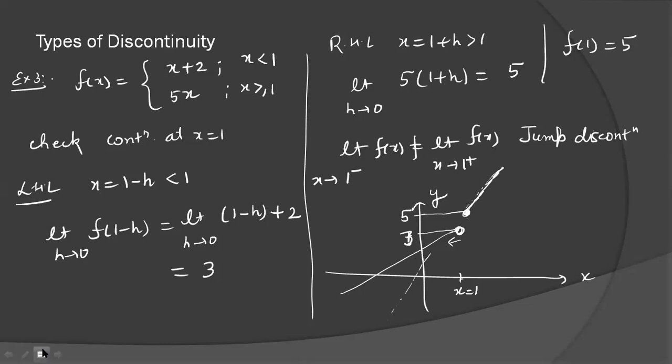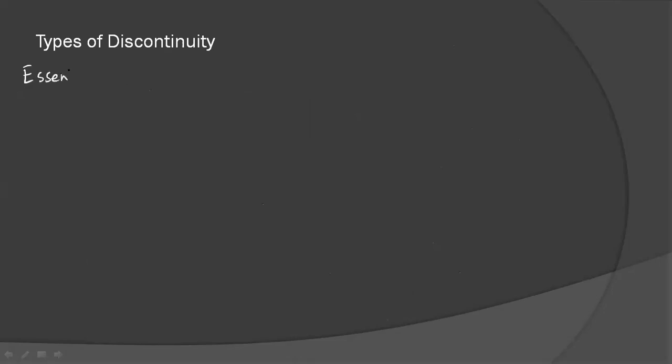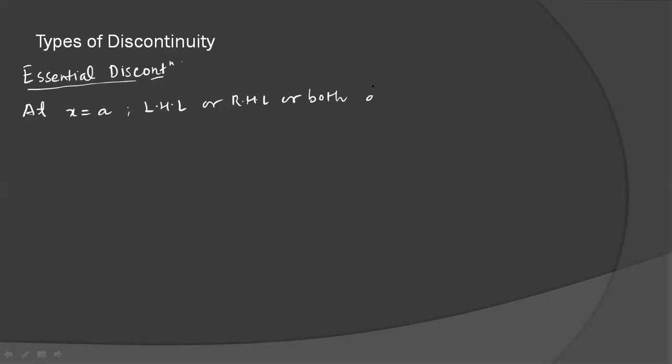Another type of discontinuity is essential discontinuity. In this case, at any point x equal to a, the LHL, meaning left hand limit, or the right hand limit, or both LHL and RHL, does not exist, or is infinite. In this case, the discontinuity at x equal to a is called essential discontinuity.